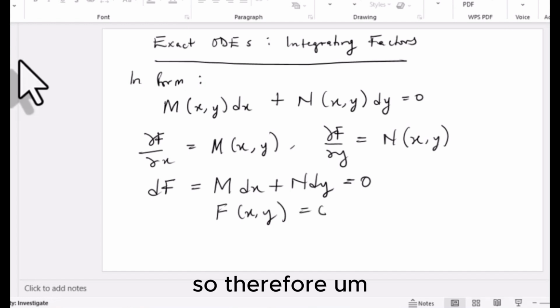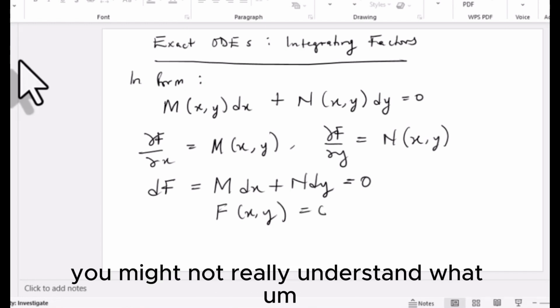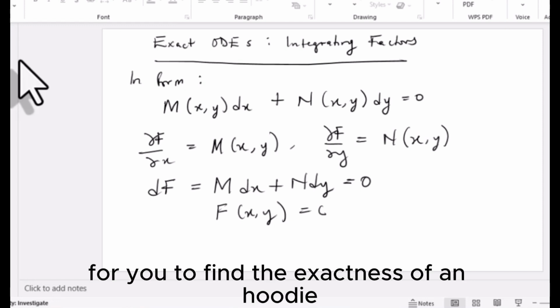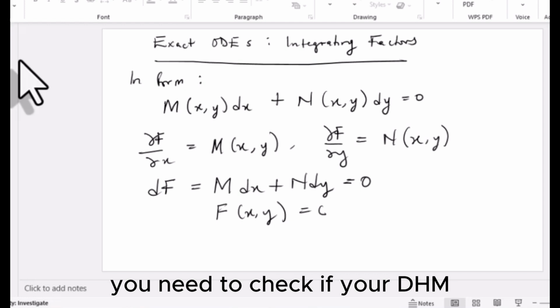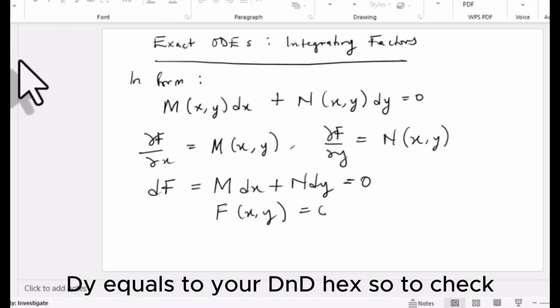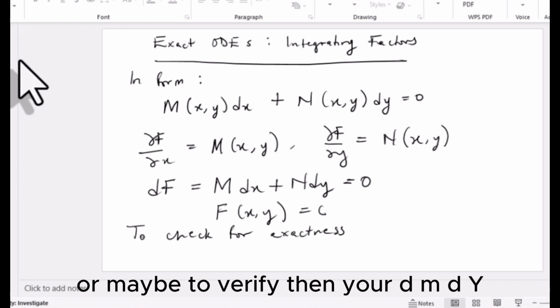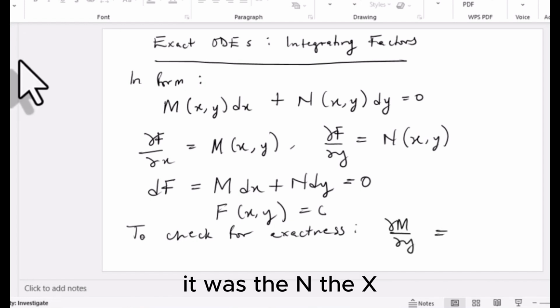So therefore, you might not really understand what we've been explaining here, but what we're just trying to say is for you to find the exactness of an ODE, you need to check if your dM/dy equals your dN/dx. So to check for exactness, or to verify, your dM/dy equals dN/dx.